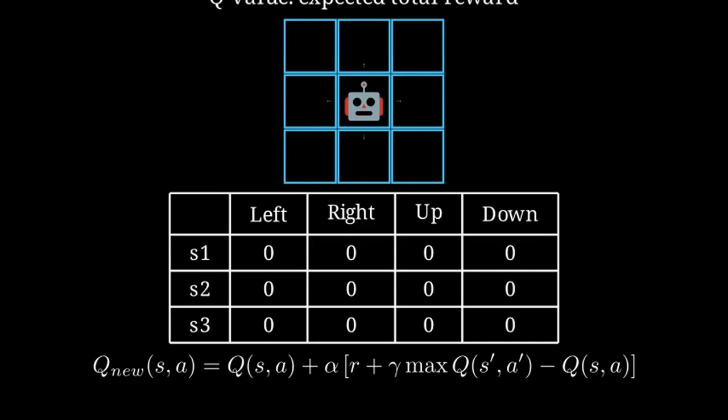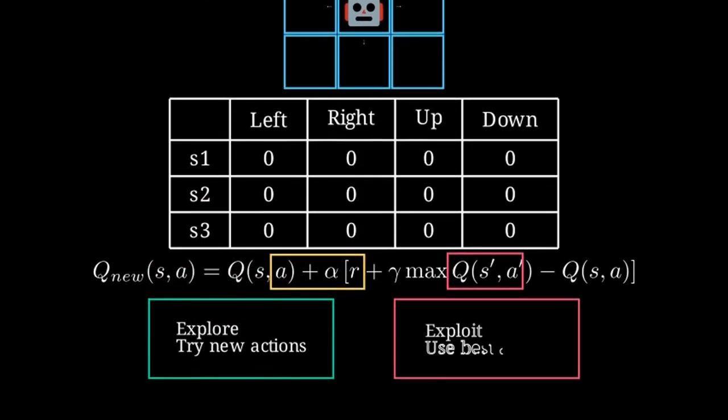Finally, the agent must balance exploration and exploitation. Exploration means trying new actions to learn more. Exploitation means choosing the best-known action for a high reward.